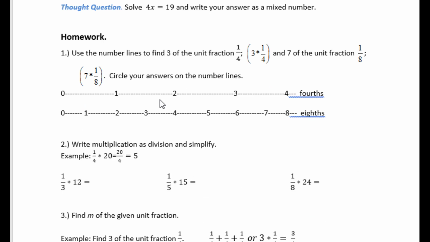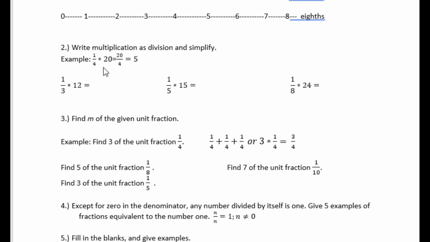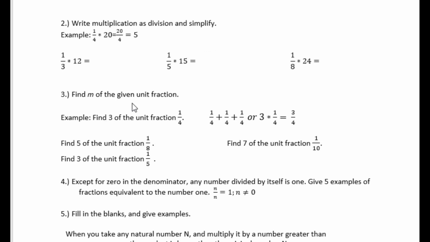So here's the homework. So use number lines to find 3 of the unit 1/4. So I went over that pretty well. That should be pretty self-explanatory. 2, write multiplication as division and simplify. So 1/4 times 20, as we discussed, is the same as 20 divided by 4, which is 5. That should be pretty simple.